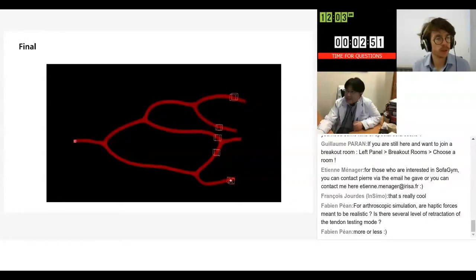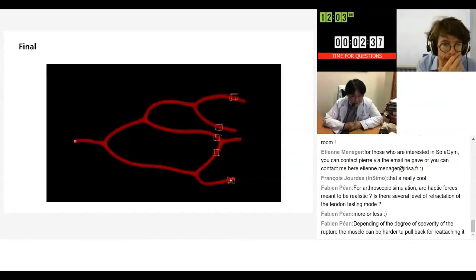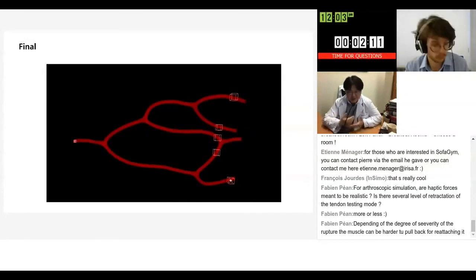If there is any other question, do not hesitate. While I'm waiting for the question: depending on the degree of severity of the rupture, the muscle can be harder to pull back for reattaching it. So it would be to model different kinds of stiffness, I guess. Fabien is right, correct. But our implementation was not good enough to implement this level of simulation.